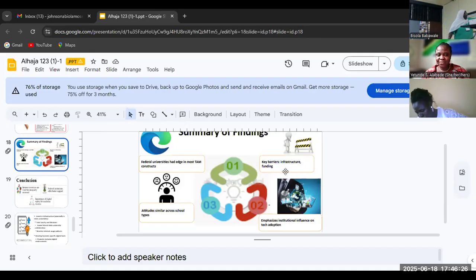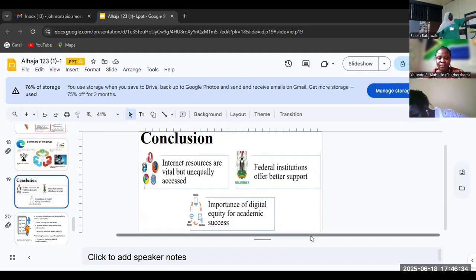Then I talked about the key barriers, which are infrastructure and funding. The state universities are lacking these. Then, conclusion: I said internet access is a factor for unequal access. Federal institutions offer better support. Importance of digital equity for academic success.